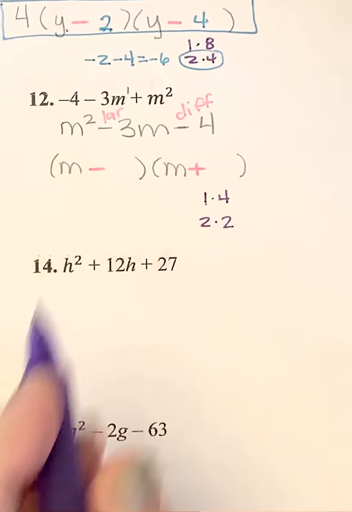Okay, number 13. Okay, ask yourself a couple of questions. Is there a greatest common factor? No. 1, 2, 3. Yes, it's a trinomial. Are the degrees in descending order? Look, the degrees are the exponents. A 2, a 1, and a 0, so yes. Is the leading coefficient 1?